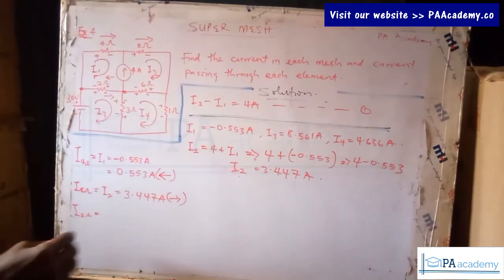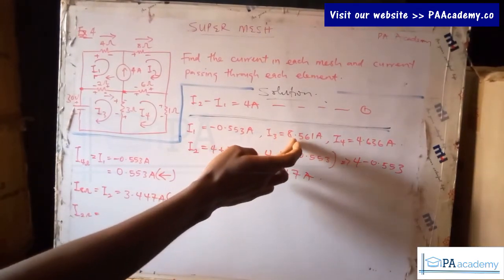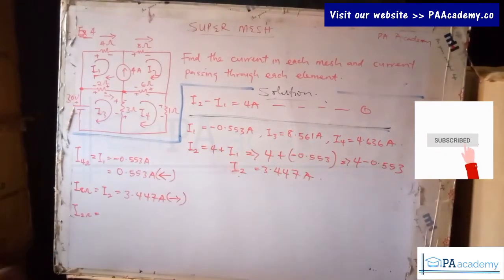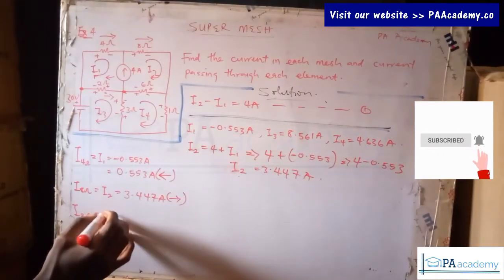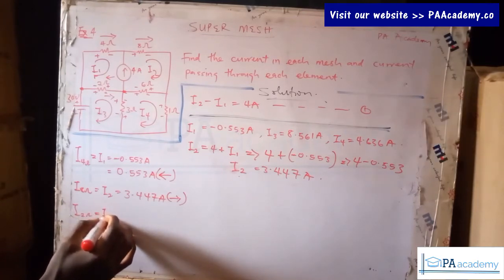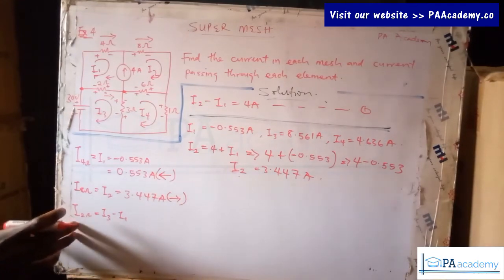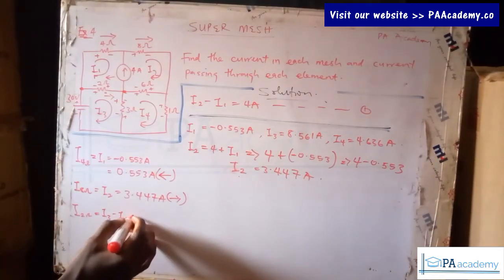So what you do is you pick, since we know that I3 is 8.56 and I1 is minus 0.553, you pick the one with the higher value. So the one with the higher value is what? Is I3. So that will be I3 minus I1. Whatever we get here will give us the actual current that is flowing through the 2 ohm resistor.